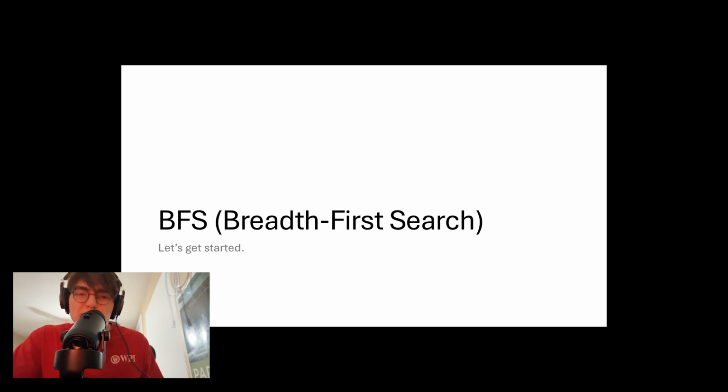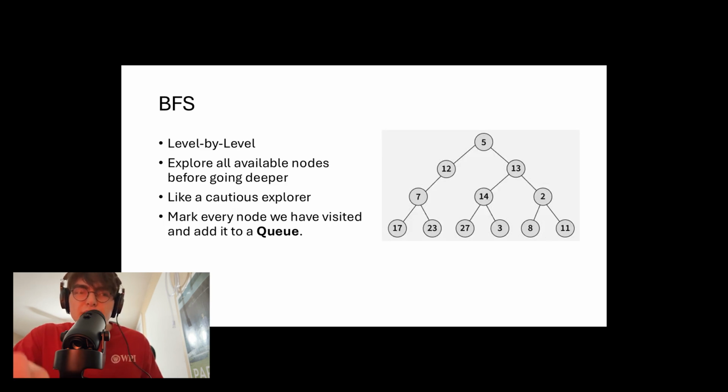Let's start with BFS. BFS means breadth first search. It is one of the two algorithms that we're going to be covering today, the other one being DFS. This algorithm explores the nodes or vertices in a level by level order. It kind of acts like a cautious explorer. You want to see all the options before you make a decision, right?